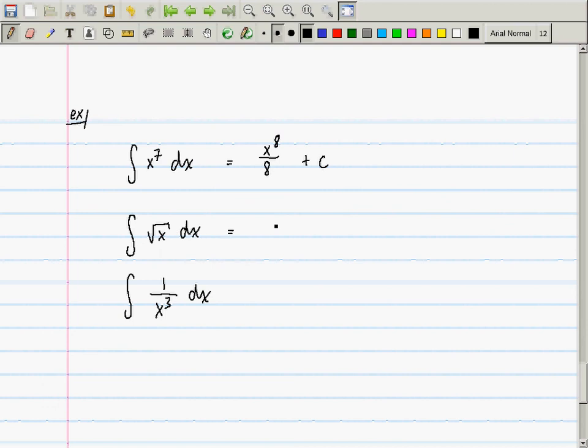We should rewrite it. We should say that this is the antiderivative of x to the 1/2 dx. So now we're using the power rule with n is what? 1/2. So this is x to the 1/2 plus 1 divided by 1/2 plus 1 plus some constant. Okay, so x to the 1/2 plus 1, that's 3/2. So that's x to the 3/2 divided by 3/2 plus a constant.